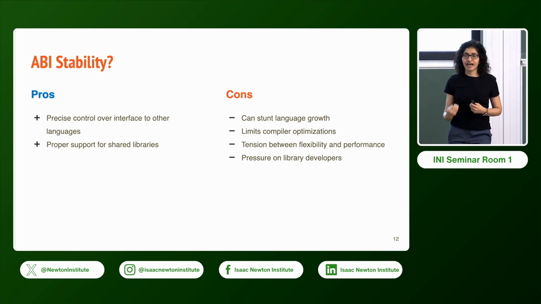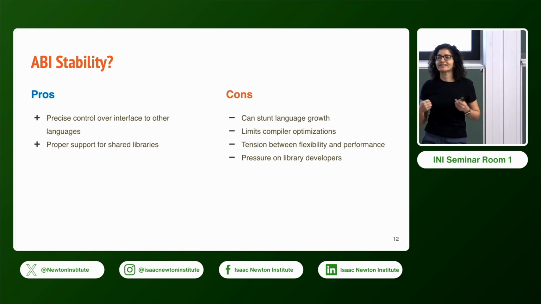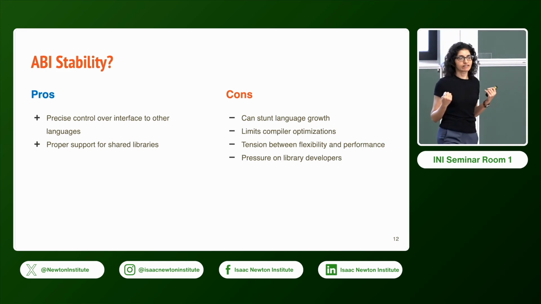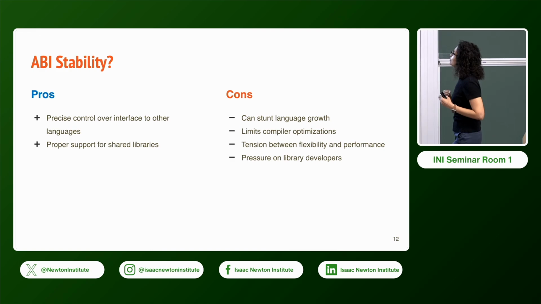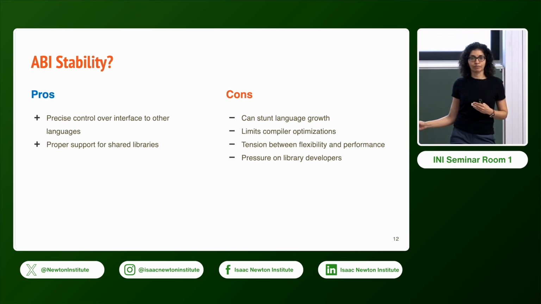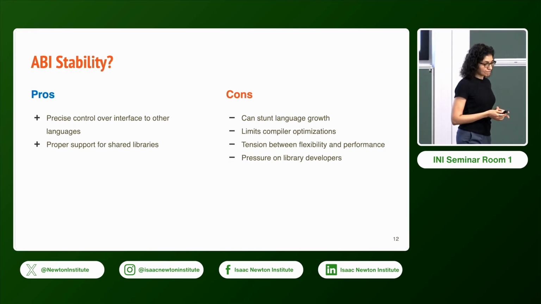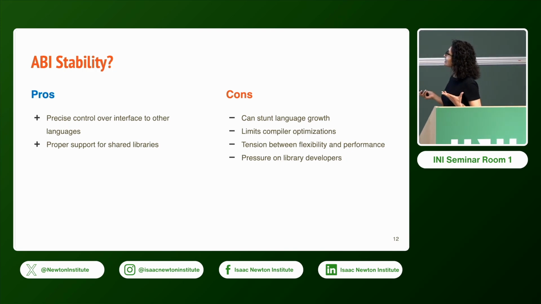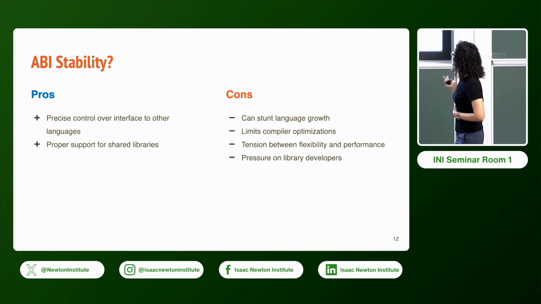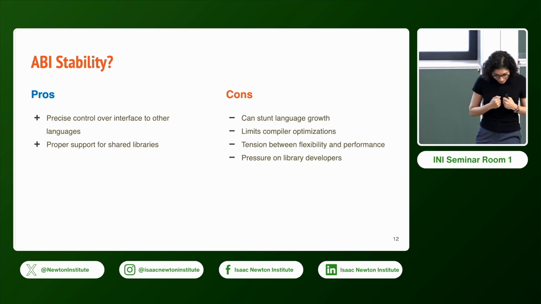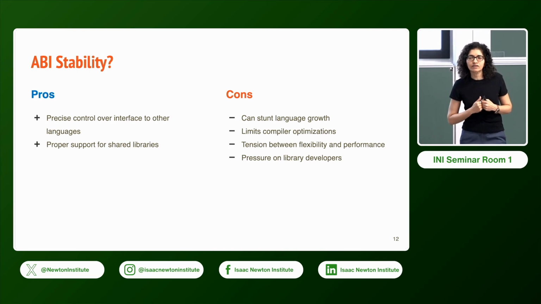If in the future you want to add a certain feature to your language, and that mandates that you change layouts in order to do optimizations, for example, you may not have the freedom to do that in future versions of your compiler once you've committed to a stable ABI. So the cons are that it can stunt language growth. Maybe you can't add a certain feature because it messes up certain guarantees that you promised the world. It limits compiler optimizations. There's also this tension between flexibility and performance, which I'll talk about later in the context of Swift.